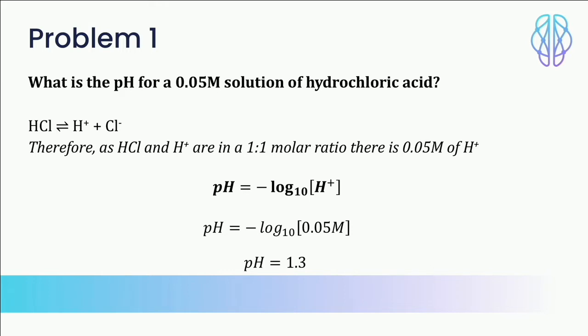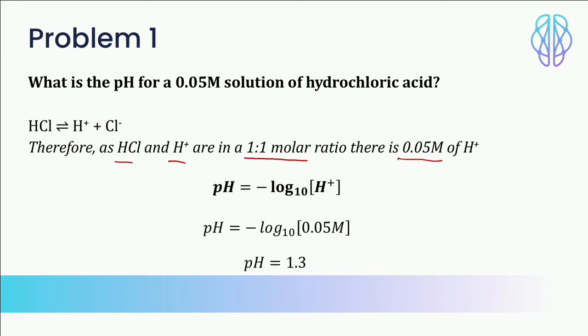So the first thing I want you to do is write down your dissociation equation. Many people get tricked, especially for diprotic acids, into thinking that the concentration of the acid, so in this case 0.05 molar, is the same as the concentration of H+ in solution. Whilst in this case it's true, because as I've said here, HCl and H+ are in a 1-to-1 molar ratio, for many polyprotic acids, this is not the case. However, in this case, the concentration of H+ in solution is 0.05 molar.